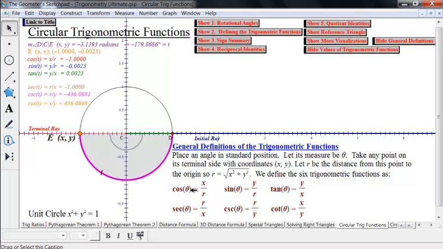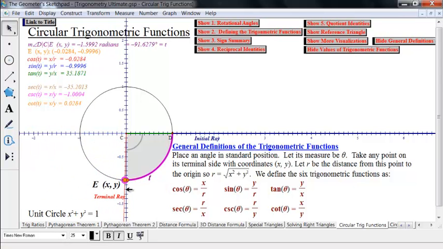Let's see, the cosine would be x over r. R is 1, x is negative 1. So this would be negative 1 for cosine, and that makes negative 1 for secant. Sine is the y, which is 0, which means cosecant's undefined. Cotangent's also undefined, because both of those we're dividing by y, which is 0. And tangent is 0 divided by negative 1, which is 0, so tangent of pi is 0.